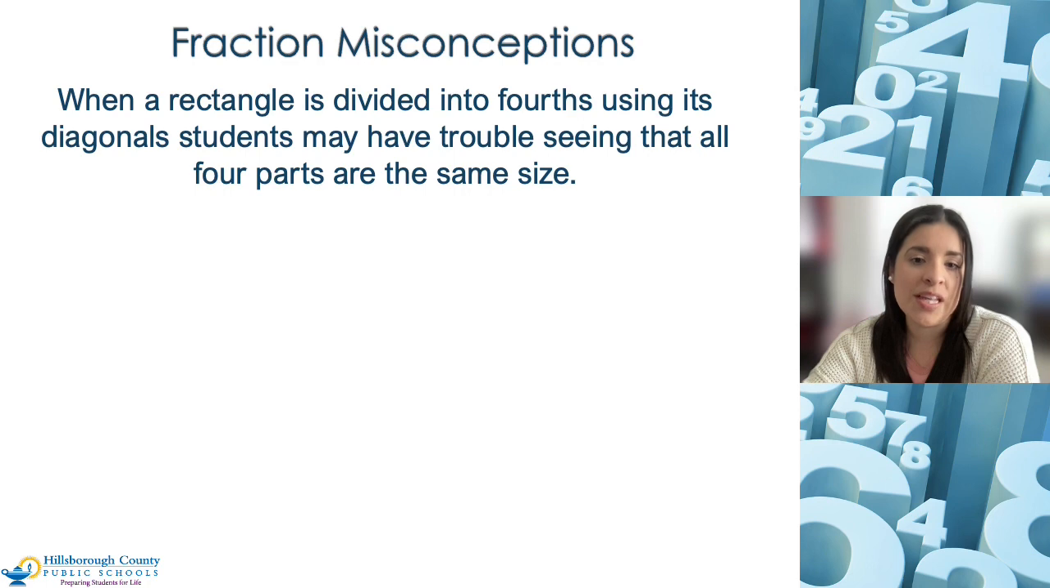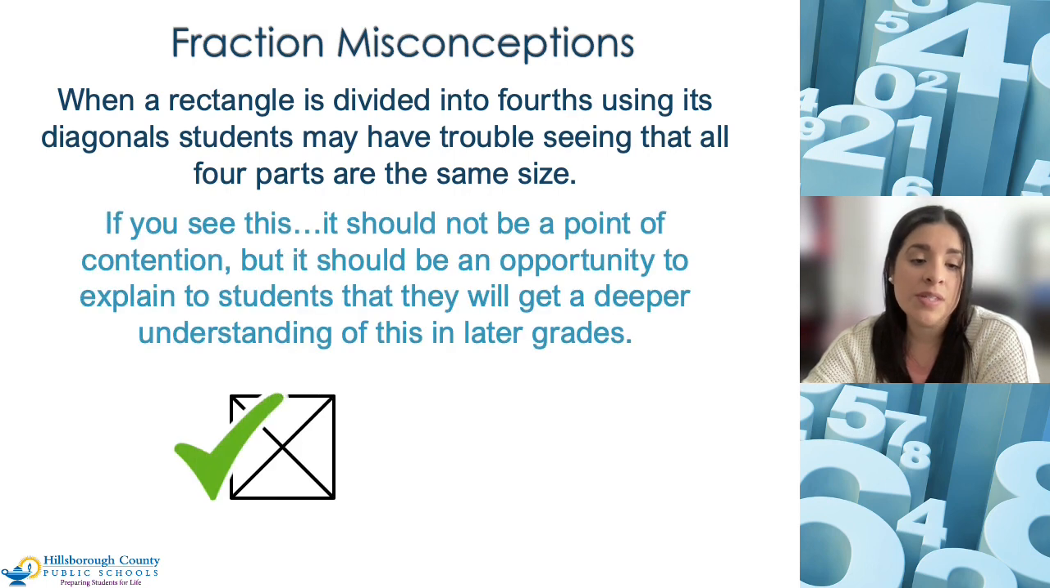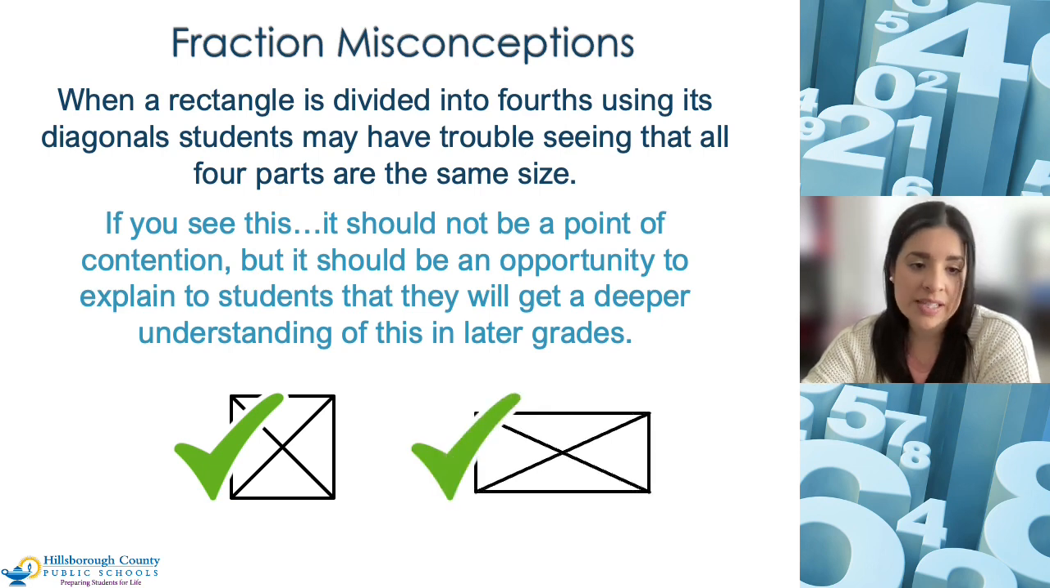Another misconception that students might have is that when a rectangle is divided into fourths using its diagonals, students may have trouble seeing that all parts are the same size. If you see this, it should not be a point of contention, but it should be an opportunity to explain to students that they will get a deeper understanding of this in later grades. These 2 rectangles are partitioned in equal parts.